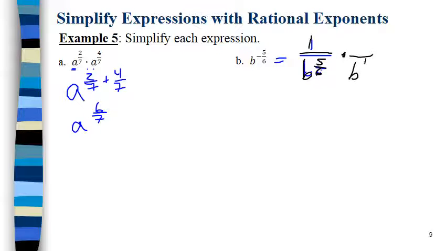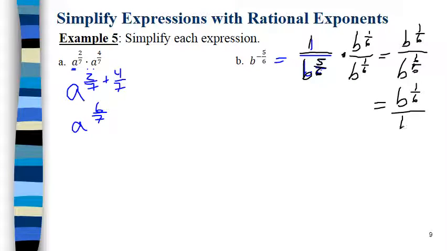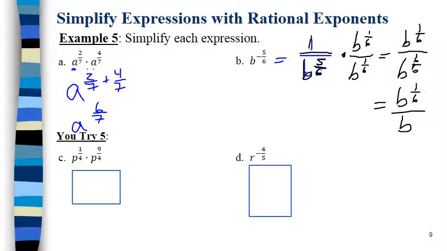So if we could somehow add 1/6 to this, then we would get the 6/6 that we need. And in fact, if we multiplied by b to the 1/6, we would get our b to the 6/6, which would give us the single b that we want. If we do that to the denominator, though, we need to do that to the numerator, so that way we're not changing the value of the function. And so we end up with 1 times b to the 1/6. And so b to the 6/6 is just b. So now we have b to the 1/6 divided by b. Okay, go ahead and try those.